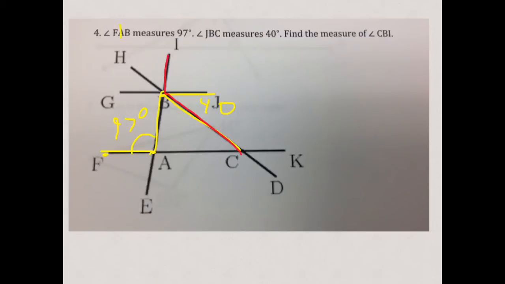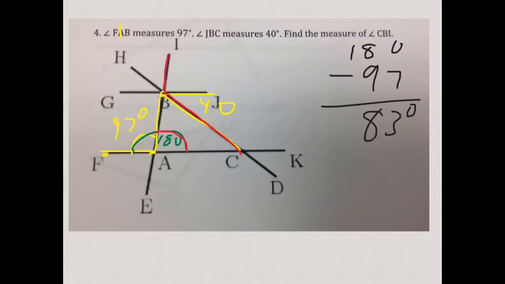Okay, so this might be a little tricky. But let's stop for a second. We have a straight line, F to K. That means this is 180. So if I know one angle, 97, I need to find the second piece. Well, what do I do, class? 180 minus 97. So I'll be left with 83. So BAC is equal to 83 degrees.